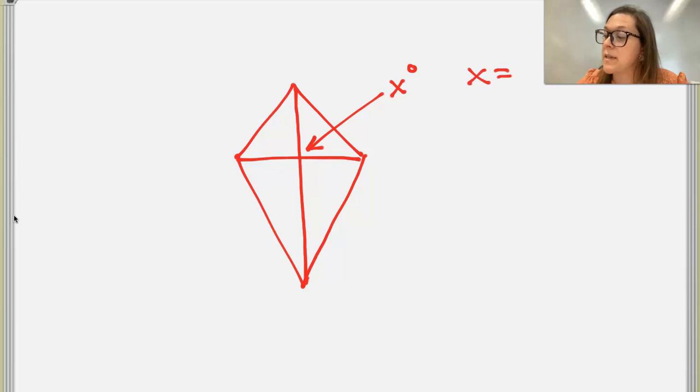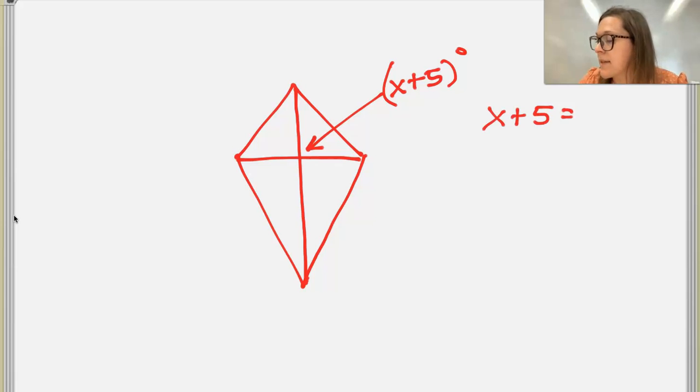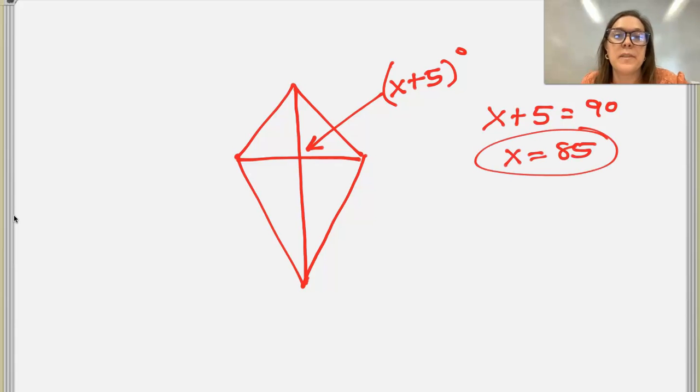Well, x would have to be 90 degrees, right? So what if I change this to something like x plus 5 degrees? Well, then we would take our x plus 5 and set that equal to 90 degrees, which gets us x is equal to 85. So make sure that you can do something like that.